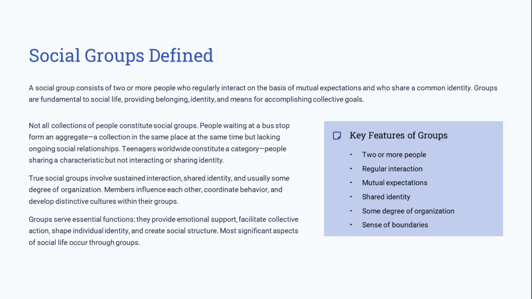Social groups consist of two or more people who regularly interact based on mutual expectations and shared identity. Groups are fundamental to social life, providing belonging, identity, and means for accomplishing collective goals. Key features include regular interaction, mutual influence, and shared identity, shaping the dynamics and outcomes of group interactions.